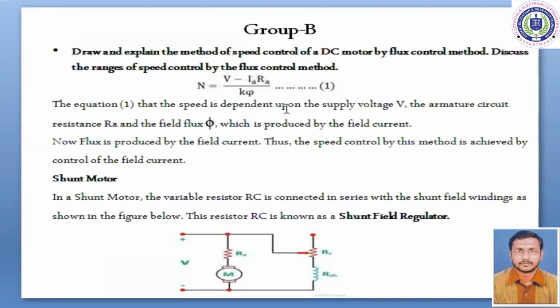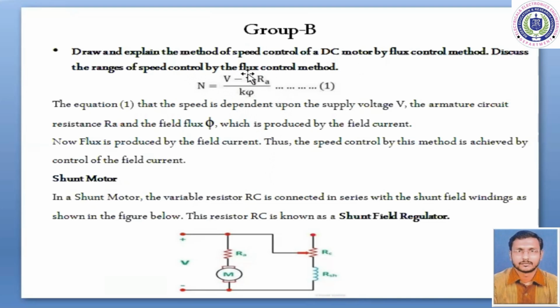And then this method should apply to the shunt motor and series motor respectively. After that, you have to give the answer of the second question, that is ranges of speed control by the flux control method. So as per the requirement, first of all, I have mentioned the speed equation.